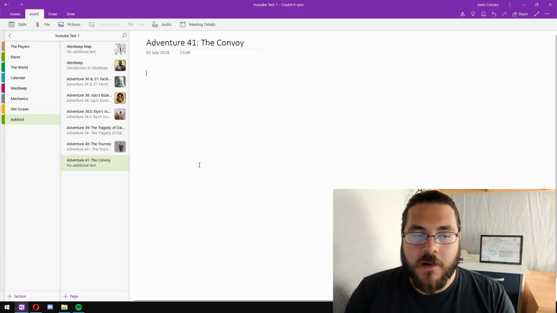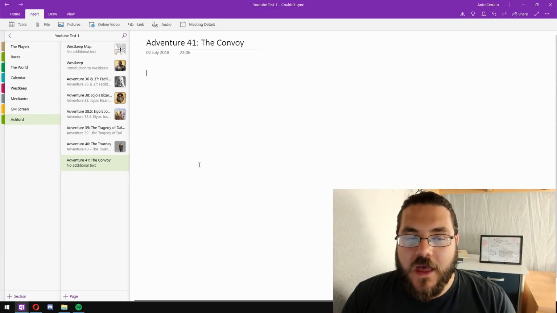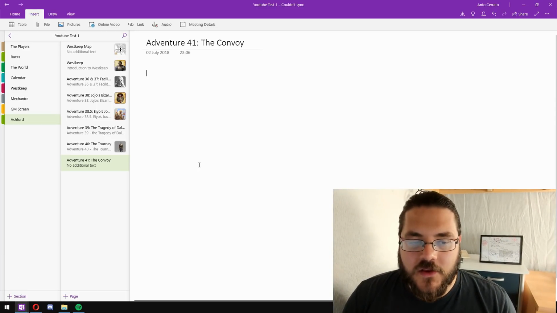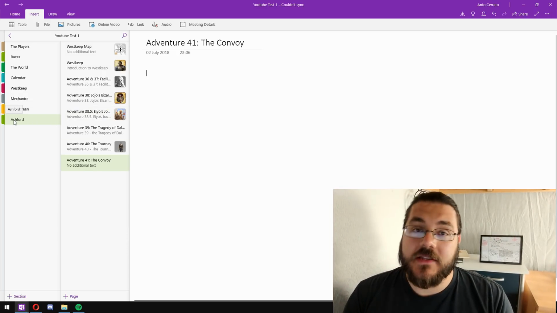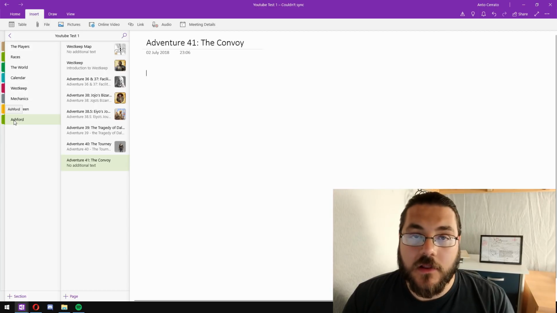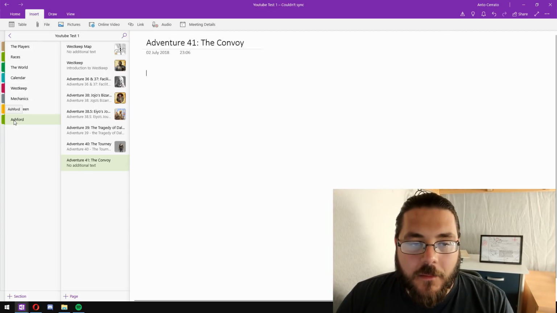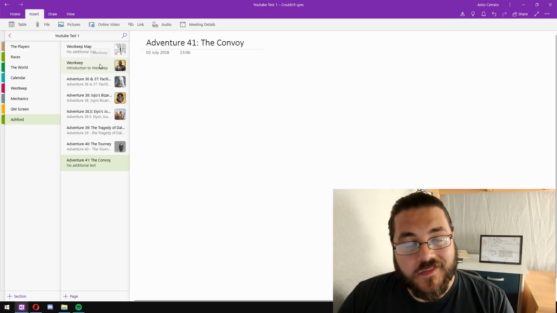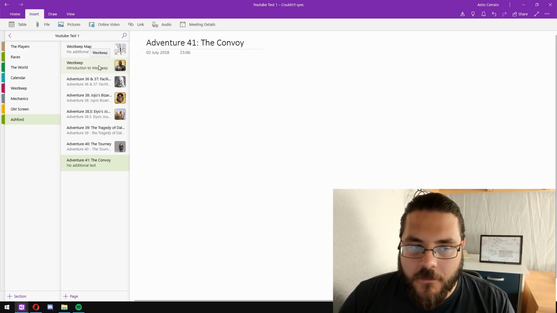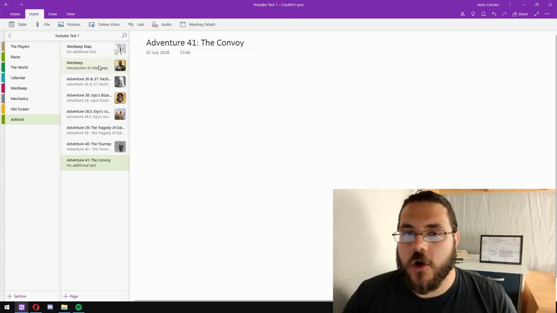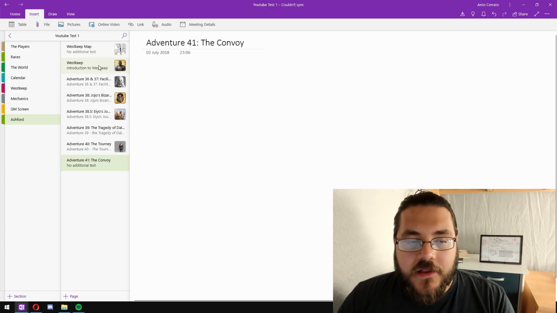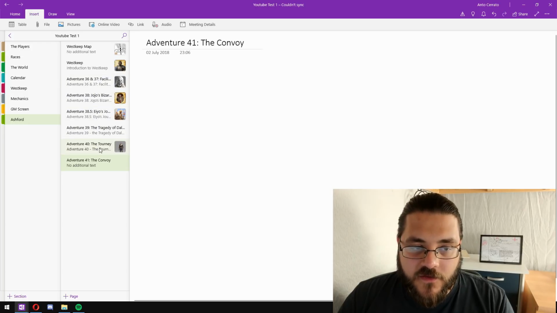You can see here in my test OneNote that I've set up everything I need for this adventure. I've set up a section for Ashford, which is the area where my players currently are. And I've got my main page for Westkeep, the city they're operating out of at the moment. That has all my information on local NPCs, rumours, shops, everything like that. And then I've got a separate page for each adventure.